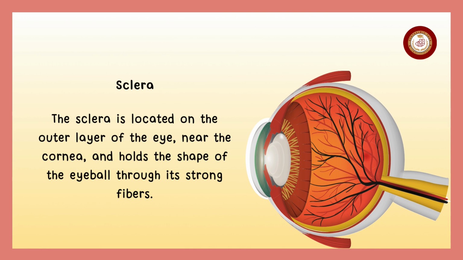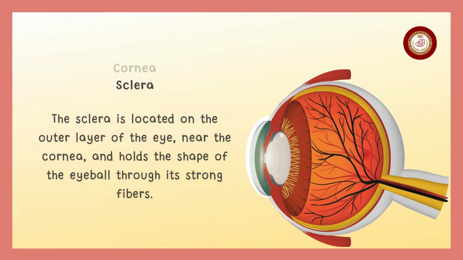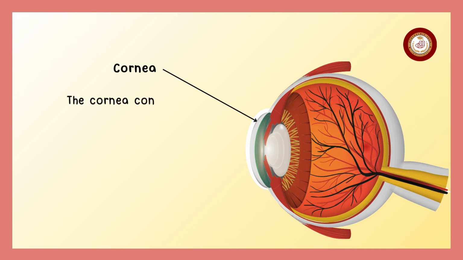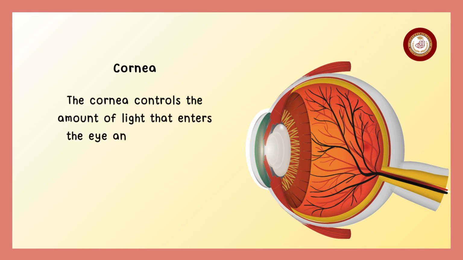The sclera is located on the outer layer of the eye, near the cornea, and holds the shape of the eyeball through its strong fibers. When you look at a person, this is what we would consider the white part of the eye. That is the sclera.